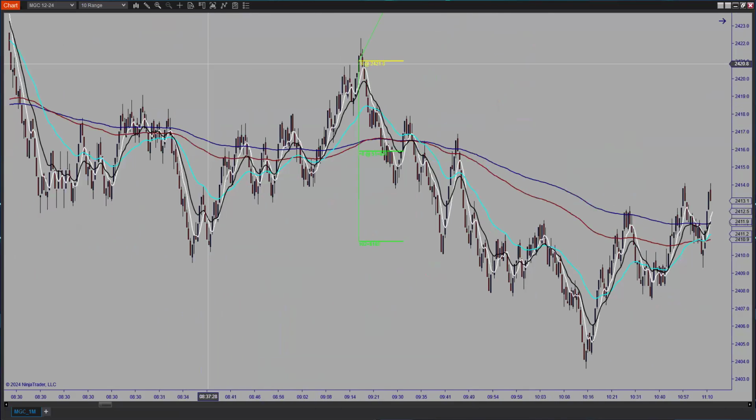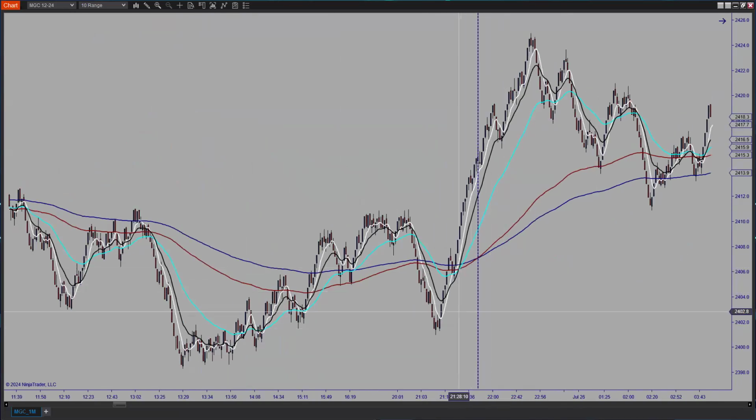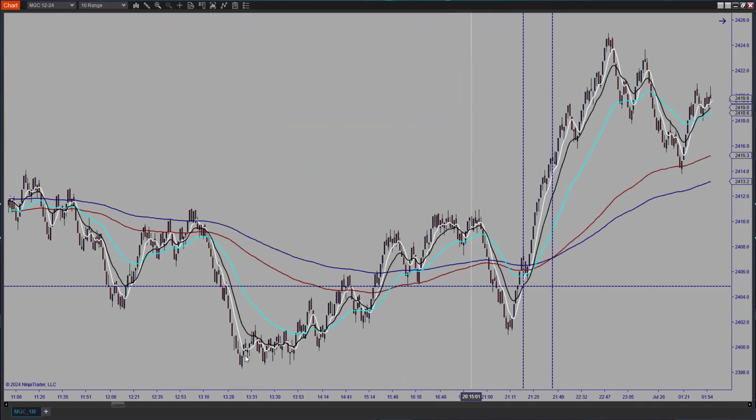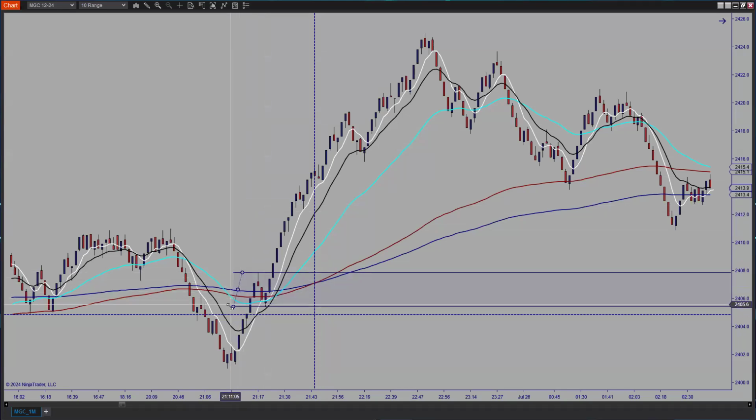Okay, let's keep going. Next one right here. Where's the 513 cross? Right here. Where does it take place? Right there. So we've got a clear higher high to lower low, very clear, easy to see.